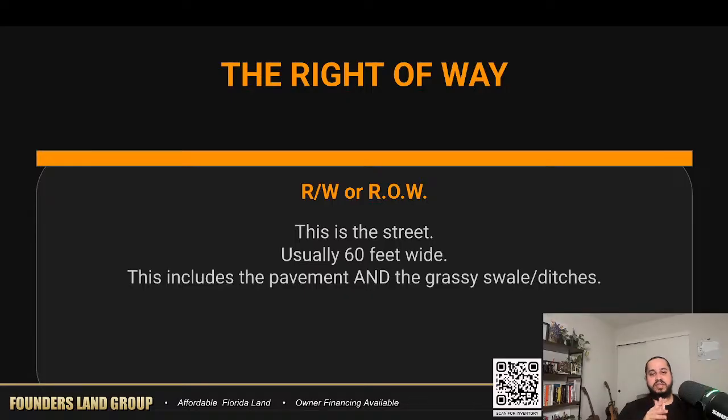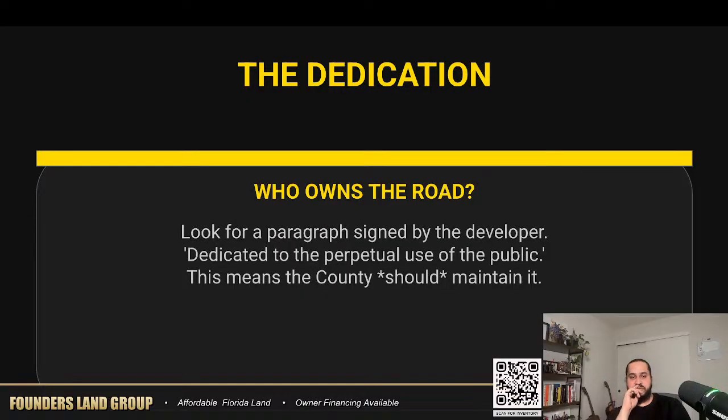Right of way: let's say this street is usually 60 feet wide. This includes pavement and a grassy swale. So the right of way means you can drive through it since it is your street. Many times we have these landlocked parcels where you don't have access to your property, and that's where you need to be extra careful. So the dedication: who owns the road?